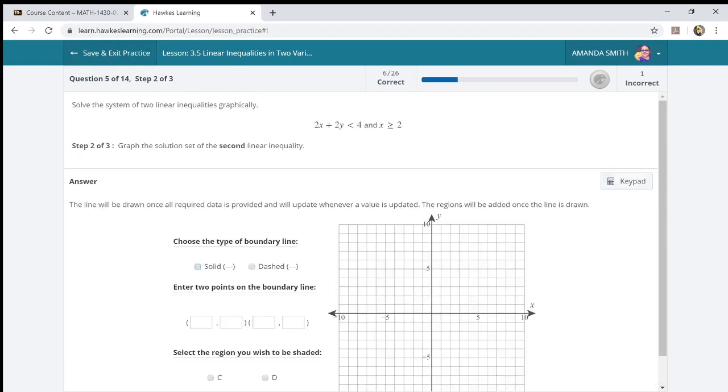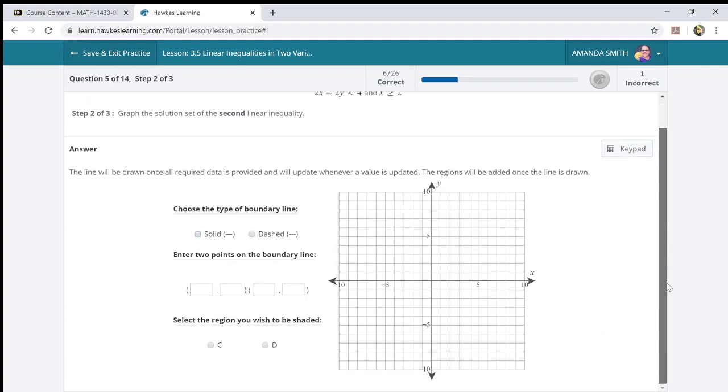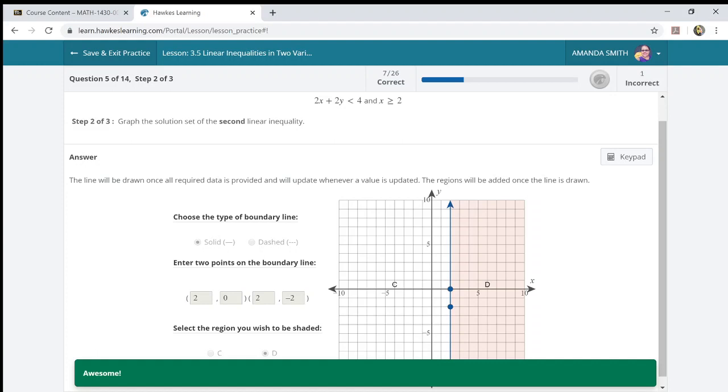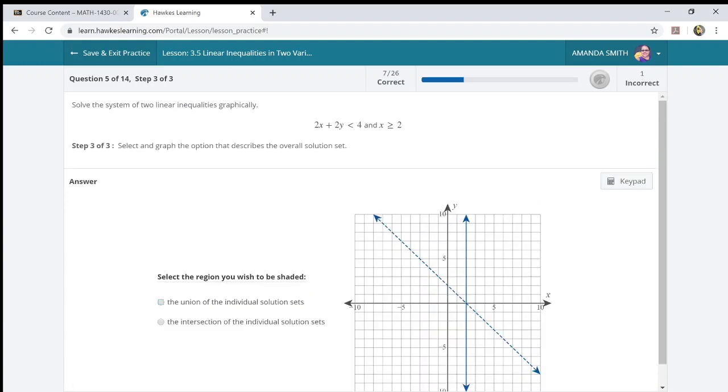Then step 2, we will graph the second inequality, which, again, we mentioned is just a vertical line. Because of this inequality symbol, we know it's solid. We know one of the points is definitely going to be x equals 2, so that's the point (2, 0). Then we're just going to pick another point. How about (2, negative 2)? We need the x values to be 2, and we need y values to be something else. Since we mentioned that we were shading above, which in this instance means towards the right, we click letter D, and there it is shaded above. We submit that.